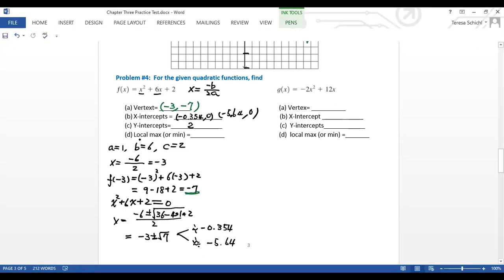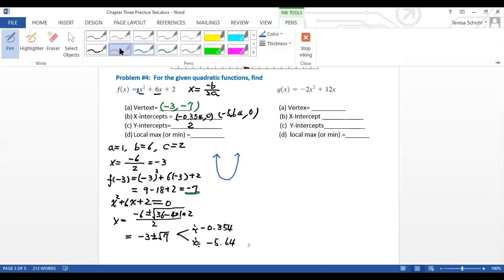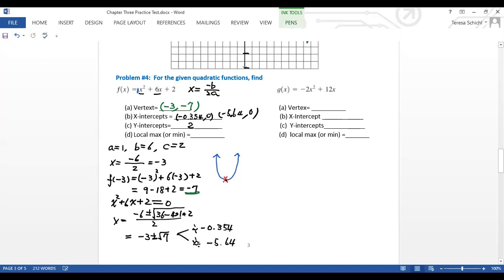Okay, now the other one they want you to find is the local max and the local min. Because the leading coefficient here is positive, I know what my graph is going to look like. My graph is going to open upward because this coefficient 1 is positive. If it opens upward, then I have a local minimum. So what is this? This is the vertex y value. I already got it, it's negative 7. So that's why the minimum value is negative 7.